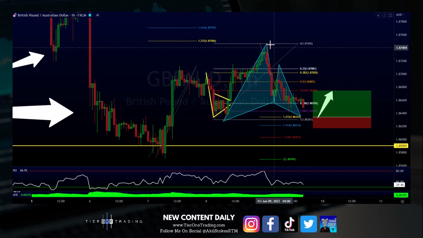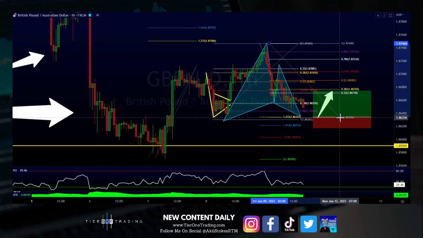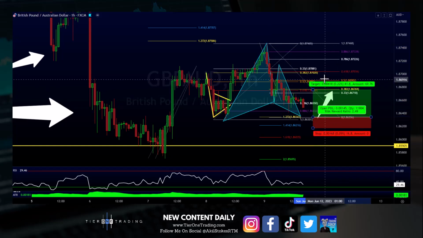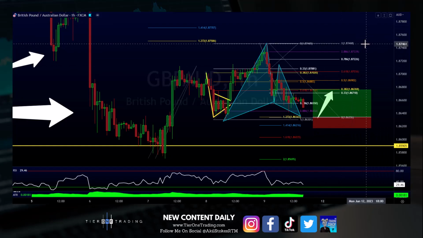Let me just draw that on, make sure I'm in the right realm here. Almost dead on, yeah, right around that area. You can see you can get a pretty decent risk reward on this potential pattern formation. So yeah, Pound Aussie, Gartley pattern, potential buy.